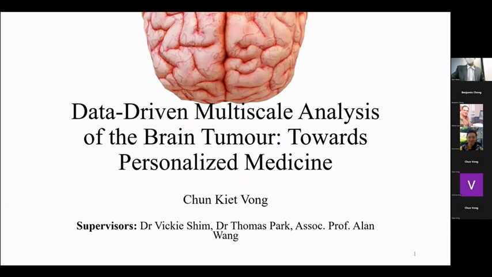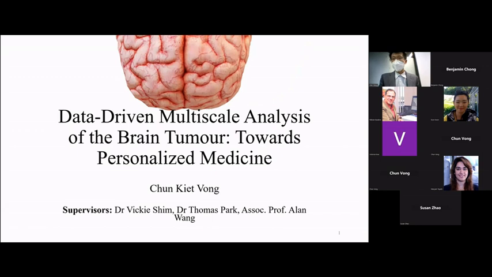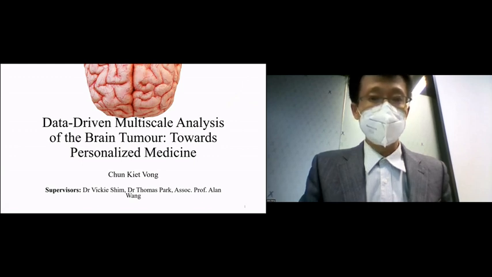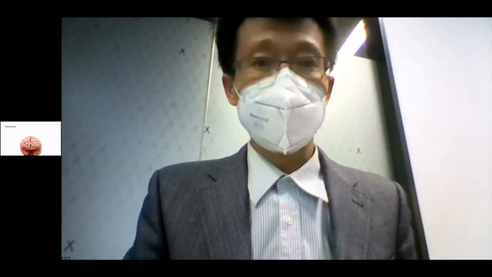Can everyone see? Okay, cool. Hi, my name is Chun, and today I'll be presenting about my project, which is data-driven multi-scale analysis of the brain tumor towards personalized medicine. And in this project, we will be focusing on the glioblastoma brain tumor here.